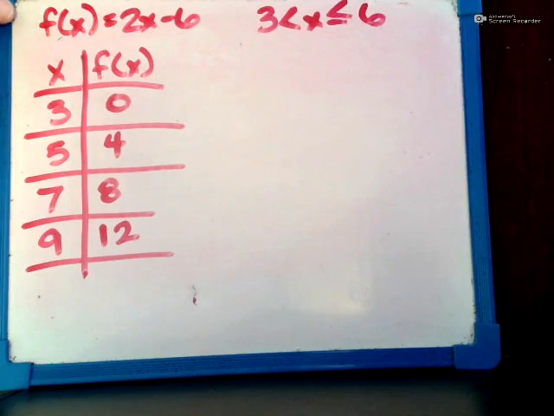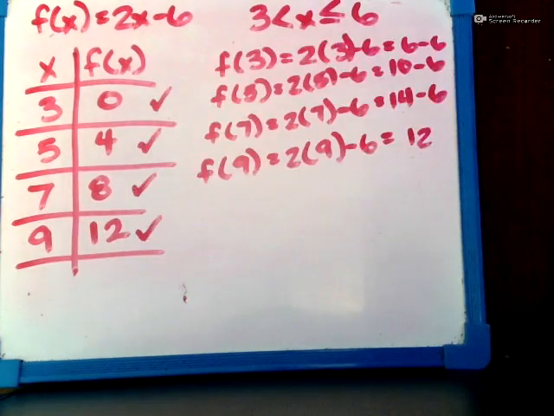For the function f of x equals 2x minus 6, given the domain of 3 is less than x is less than or equal to 6, the problem wants to know if this table is correct. Pause the video, figure it out, come back. Okay, they all check out. Go ahead and look at my math if you have any questions.